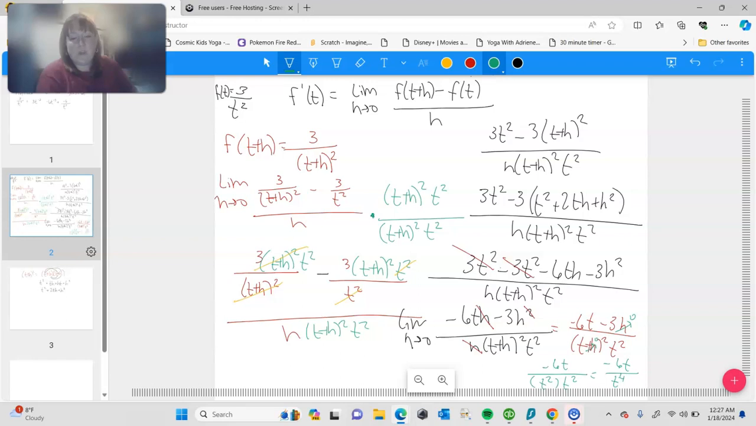Now I have 1t on top and 4t's on bottom. So one of those t's on top cancels out 1t on bottom. And I didn't leave myself good room, so we're just going to do it over here. And that ends up with negative 6 over t cubed. And that's what we had figured out already. So that is the long limit definition of the derivative.